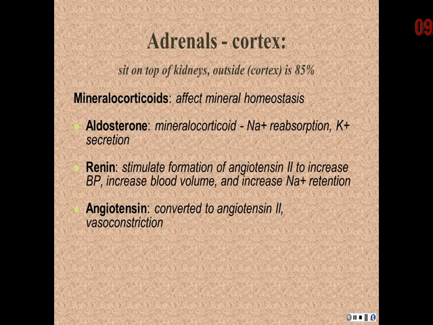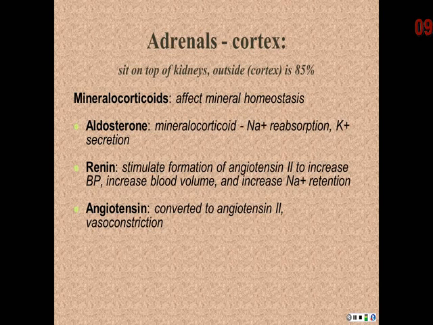The adrenal glands sit like caps on top of the kidneys. On the outside we have the cortex, which makes up about 85% of the adrenal gland. The cortex produces the mineralocorticoids and glucocorticoids. The mineralocorticoids are hormones affecting mineral homeostasis. Aldosterone promotes the absorption of sodium and the secretion of potassium.